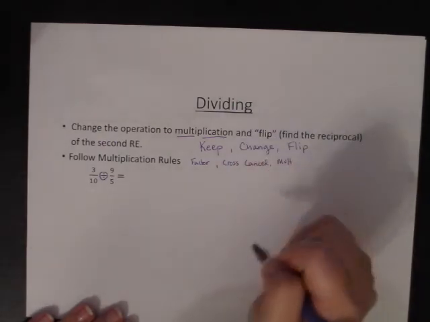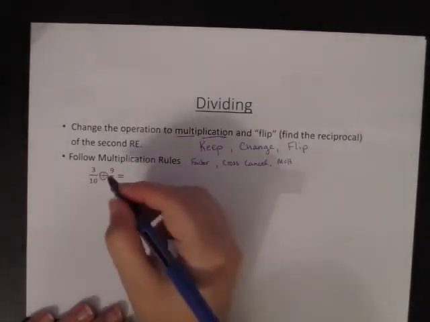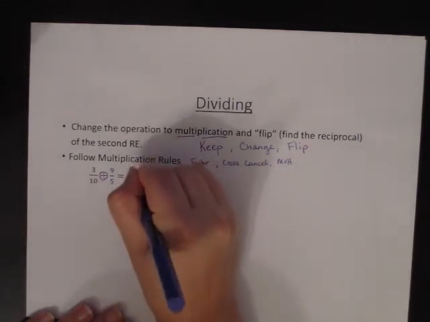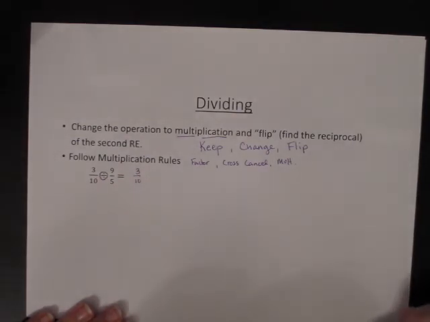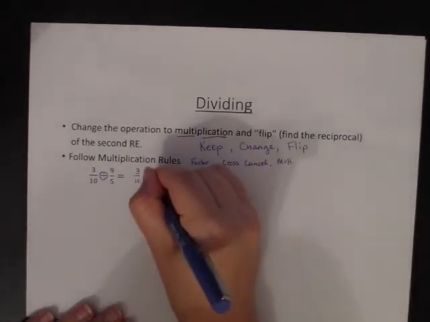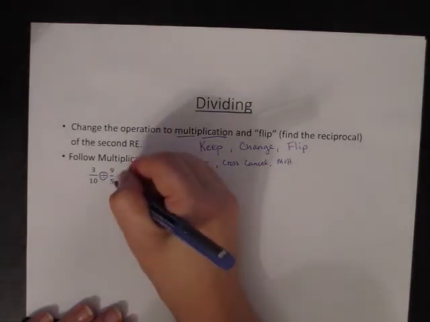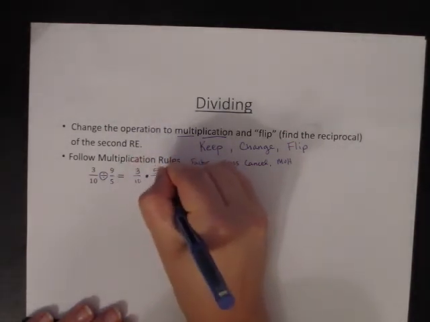So to keep, change, flip, what this means, if I have 3 over 10 divided by 9 over 5, you keep the first fraction, so you keep the 3 over 10. You change from division to multiplication, always. And then you flip the last one or find the reciprocal. So 9 over 5 would be 5 over 9.